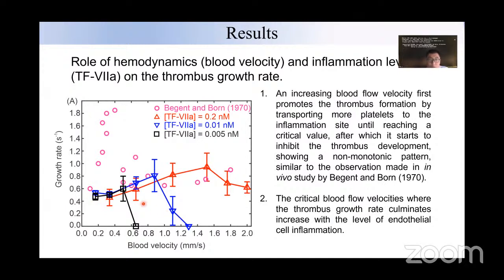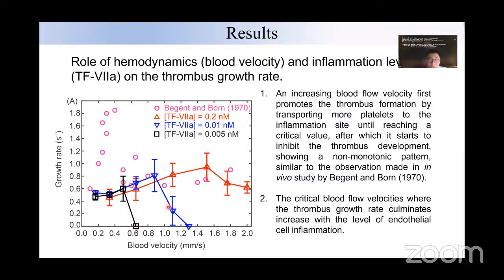This is because when the blood flow rate is low, there will be a limited number of platelets delivered to the thrombogenic site, so the growth rate is limited. That is, a small number of platelets are flowing in the blood. So once we increase the blood flow velocity, the growth rate will increase until it reaches this maximum point, and then it starts to decrease.